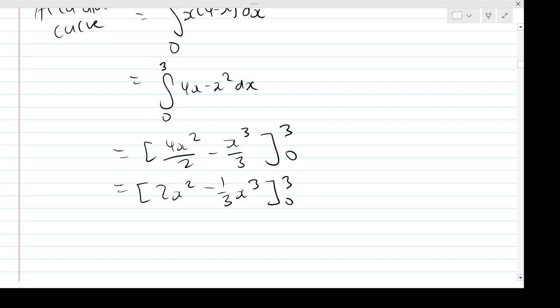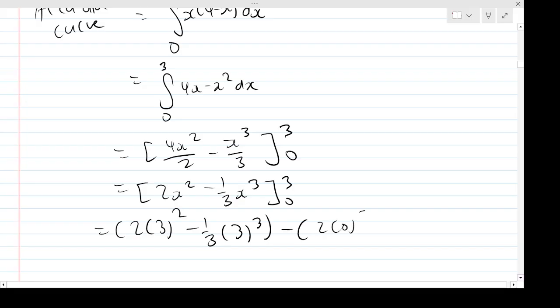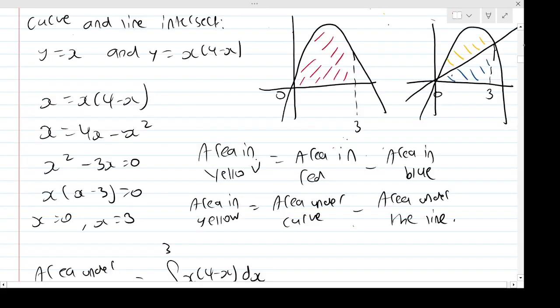Now we plug in our limits. So we have 2 lots of 3 squared, take away a third, lots of 3 cubed, then sub in 0, we get 2 lots of 0 squared, take away a third, lots of 0 cubed. If I work that out, I just get 9. That's the area under the curve.